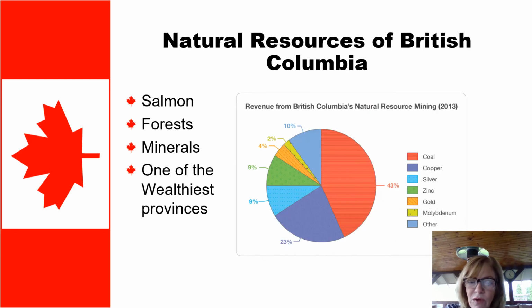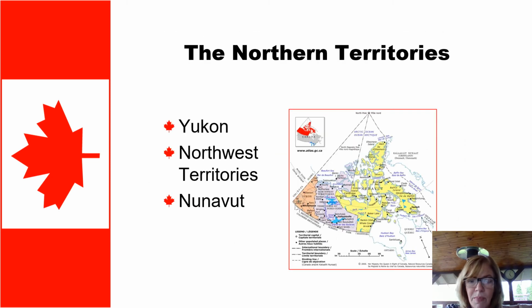Okay, so they do have quite a few natural resources. If you look at this chart right here, they've got coal, copper, silver, zinc, gold. I don't know what molybdenum is. Maybe you guys do, but these are a lot of mineral wealth. They also have their forests, and they have salmon. So it's one of the wealthiest provinces, even though they don't have that many people there. It's very wealthy because of the extraction of natural resources from the earth.